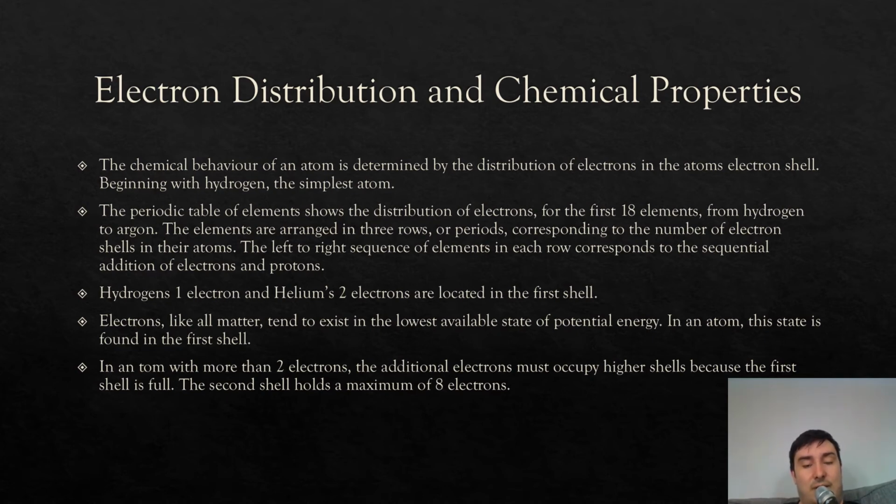Hydrogen's 1 electron and helium's 2 electrons are located in the first shell. Electrons, like all matter, tend to exist in the lowest available state of potential energy. In an atom, this state is found in the first shell. In an atom with more than 2 electrons, the additional electrons must occupy higher shells because the first shell is full. The second shell holds a maximum of 8 electrons.